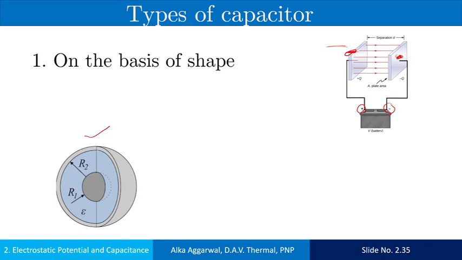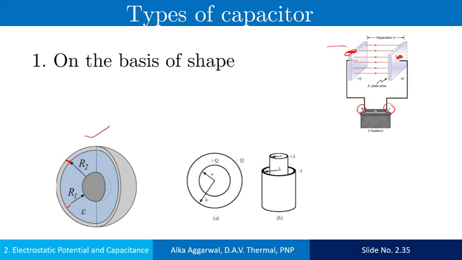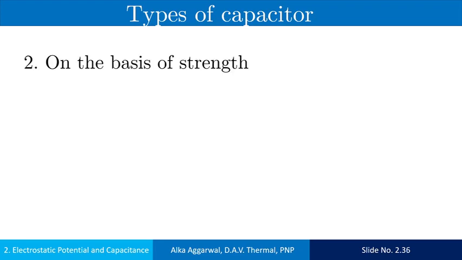R1 is the radius of the smaller sphere and R2 is the radius of the larger sphere. And these two spheres are separated by a medium which is called dielectric medium. This is a diagram of a cylindrical capacitor, and it is the top view of the cylindrical capacitor. Then it is an isolated spherical capacitor, or a conductor whose second plate is assumed to be at infinity.